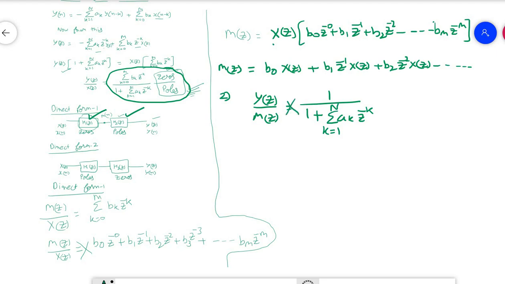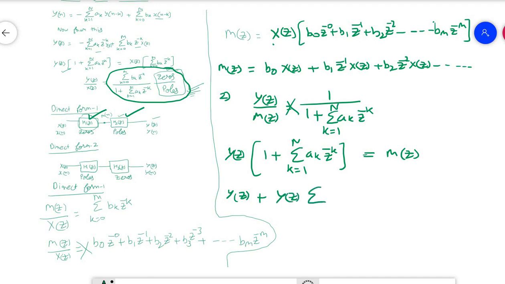Now cross multiply this: Y(z) times 1 plus summation a_k z^-k, then after that equal to M(z). Now Y(z) plus Y(z) summation, the value of k 1 to N, a_k z^-k equal to M(z). Then after that open this.